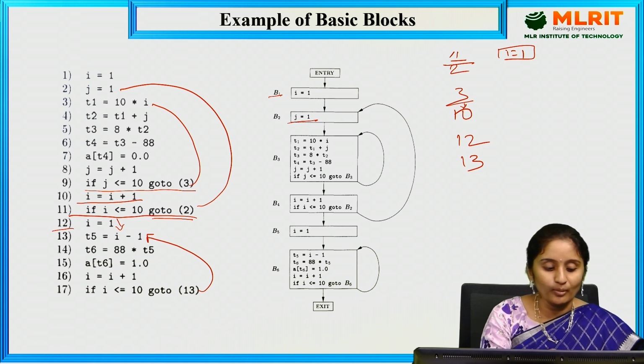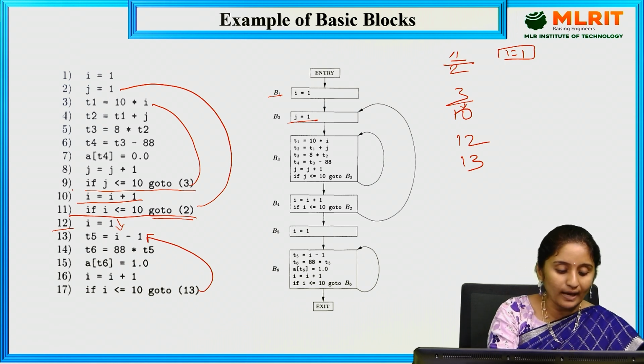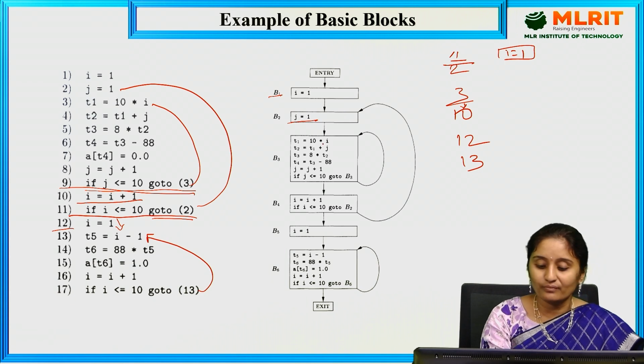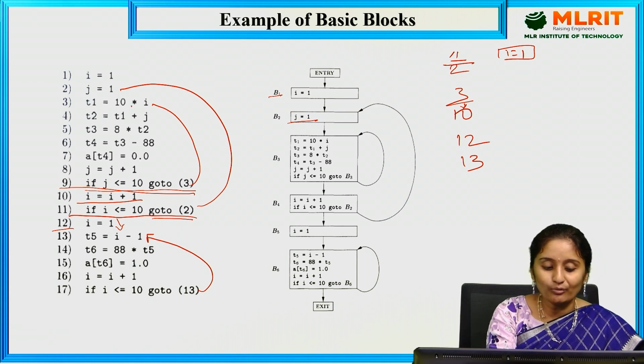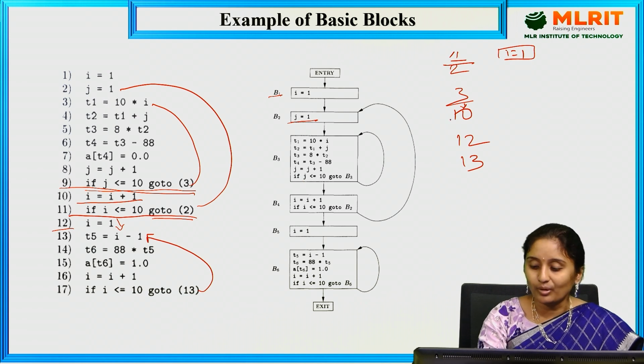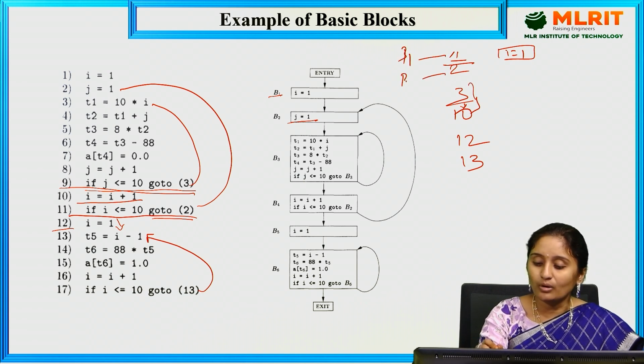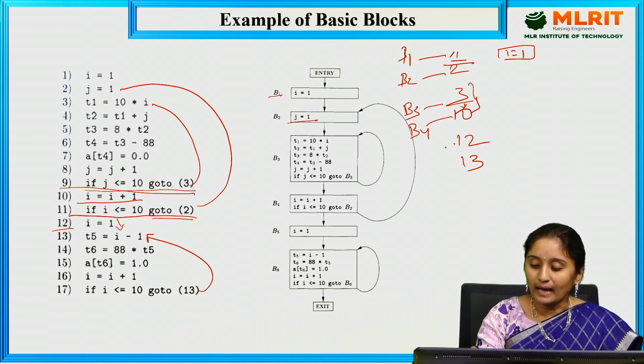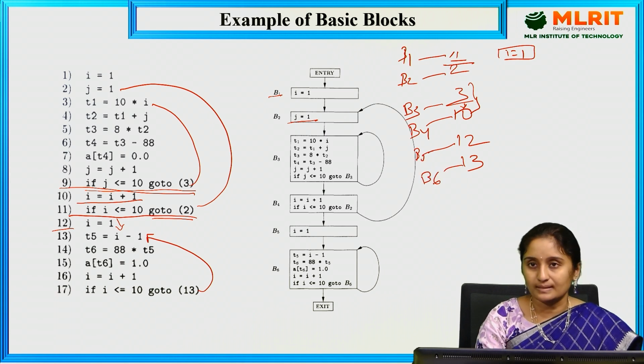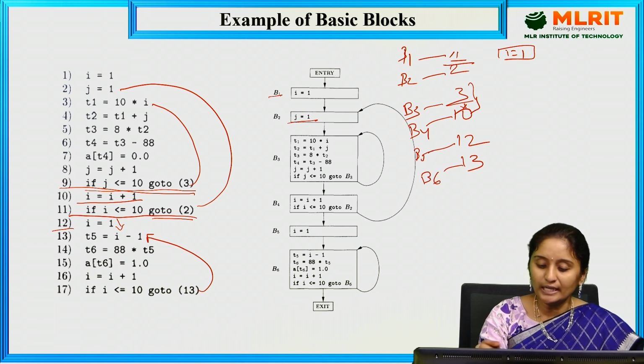will be 1 block. Nothing but from 3 to 9, they are in 1 block. From 3rd statement, T1 equal to 10 into I till this if condition, they are in 1 block. So this is 1 block. This is block 1, this is block 2 and this is block 3. This is block 3 and 10 is nothing but block 4 and this 12 is nothing but block 5 and this is nothing but block 6. So 3 to 9 statements come under here in B3.